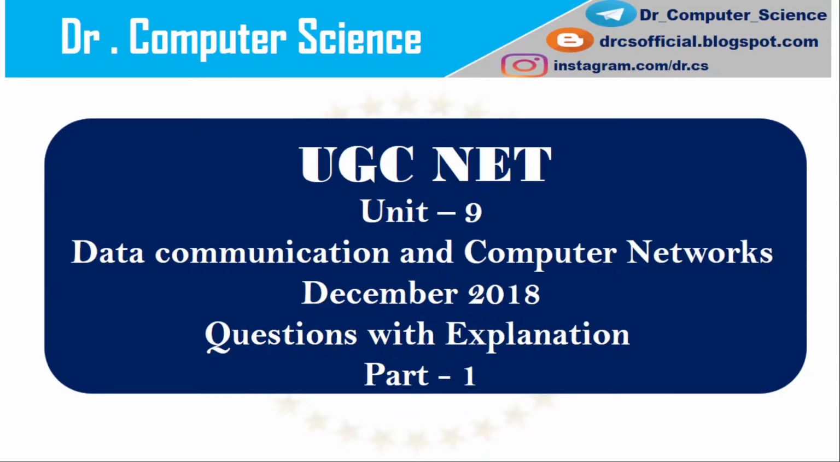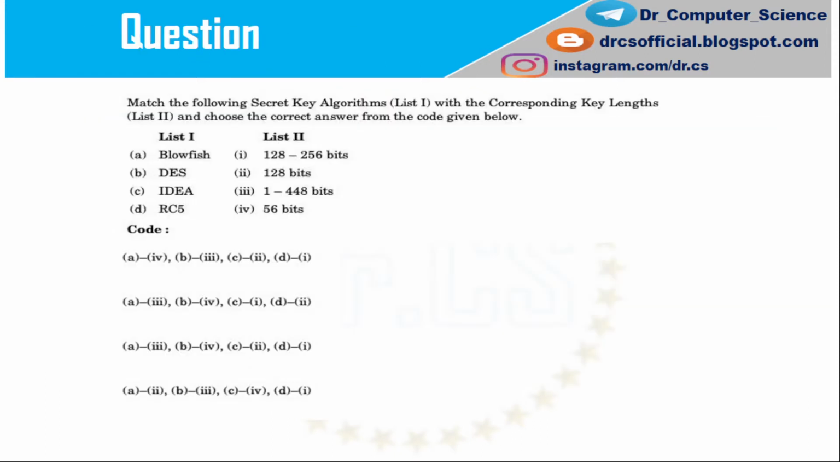UGC NET Unit 9 Data Communication and Computer Networks December 2018 Question with Explanation Part 1. First question. Match the following secret key algorithm with the corresponding key length.